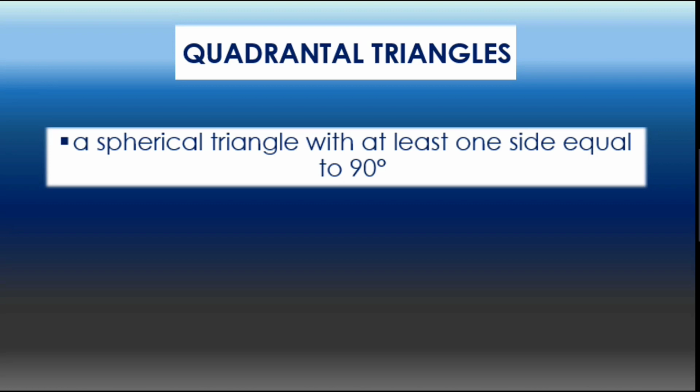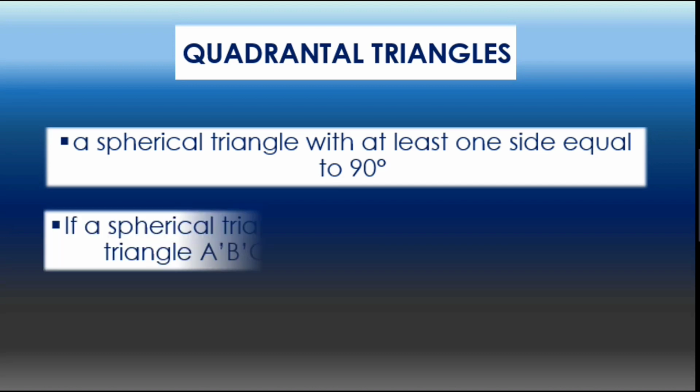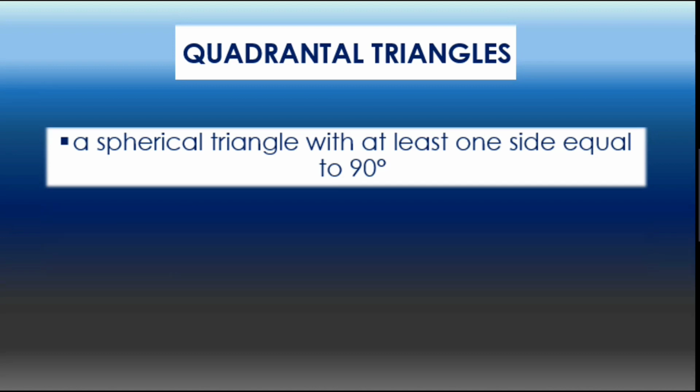If we are going to compare it with a right spherical triangle, remember that the right spherical triangle has an angle. Okay, it has one angle that measures 90 degrees. When we talk of a quadrantal triangle, a quadrantal triangle has at least one side equal to 90 degrees. So we're talking here of a side.